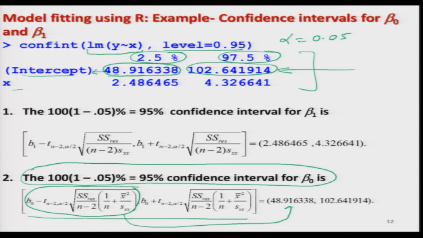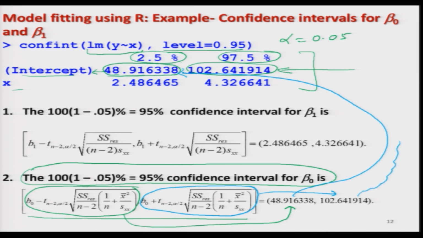you will get the value 48.91 and so on. Similarly, if you compute the second value, the upper confidence limit, you will get the value 102.64 and so on. Now if you see these values in the software outcome, you can see that this value is given here and this second value is given here. So, these values 48.91 and 102.64 and so on are the confidence interval for the intercept term.